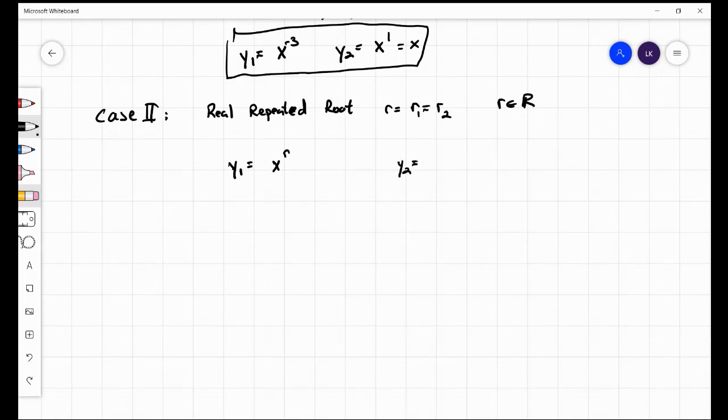Now here you can use reduction of order to prove this, but there's maybe a better way to look at it. It's going to be x to the r, and then you multiply by the natural log of x. So you'll see that this is still a solution to our equation, and it's linearly independent from y1. Okay, so in the case of a repeated root, you still have x to the r, but then you have to multiply by this factor, which is natural log of x, which again, remember we're assuming x is positive. So that's defined.